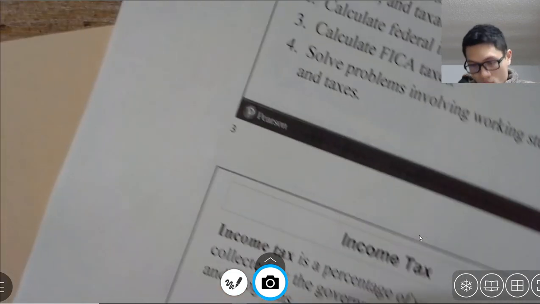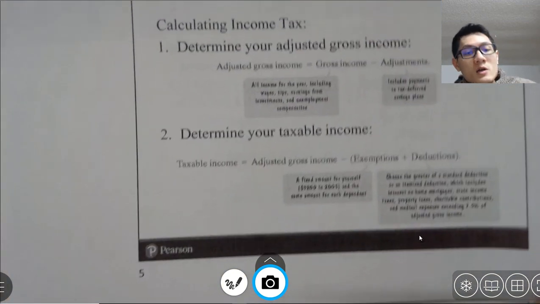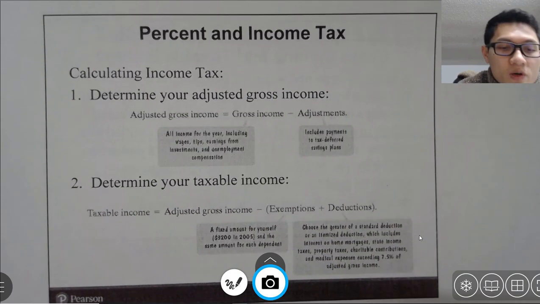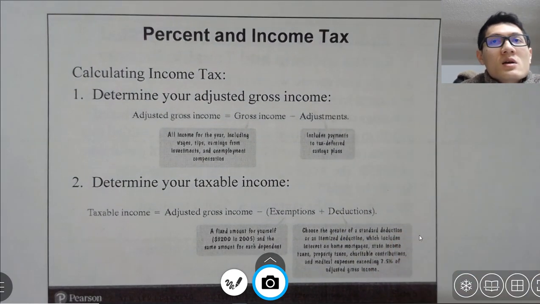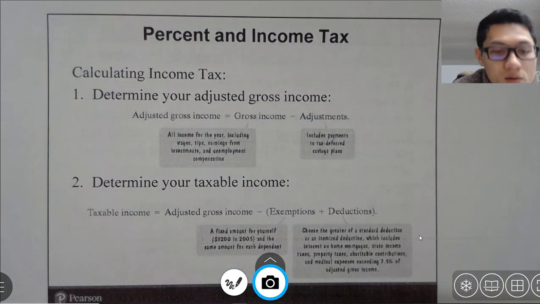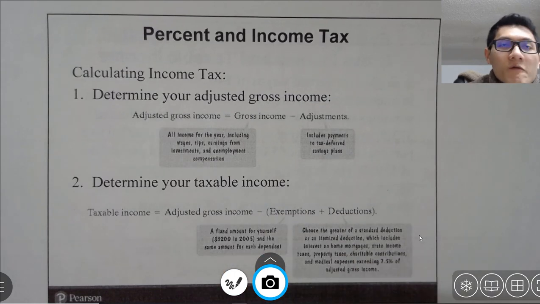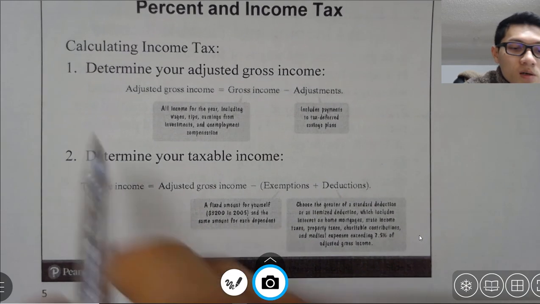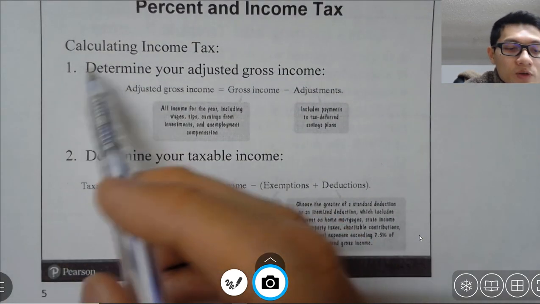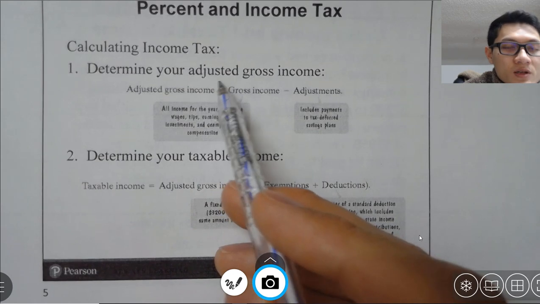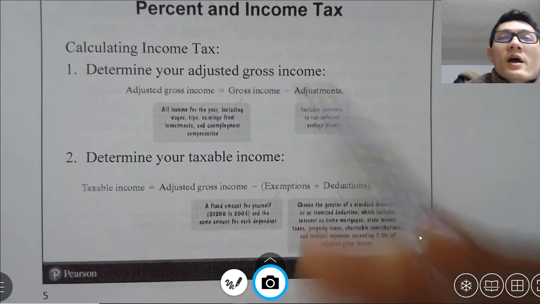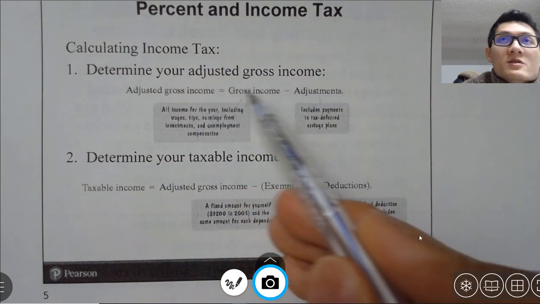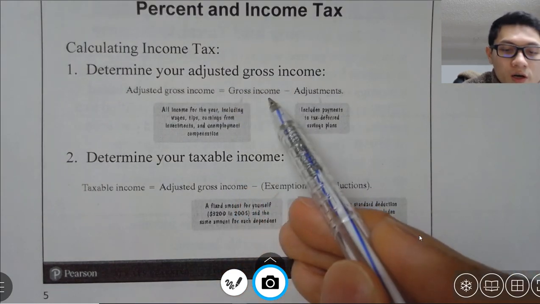Okay, the next slide. Let's talk about the percent and the income tax. So how do I calculate my income tax? There are a few steps that you should pay attention to in this section. The first thing is, you have to determine your adjusted gross income. And what is the adjusted gross income? That is the difference between the gross income and the adjustments.